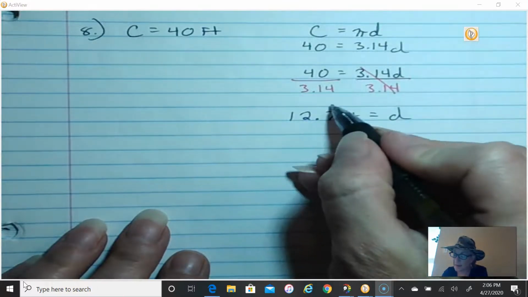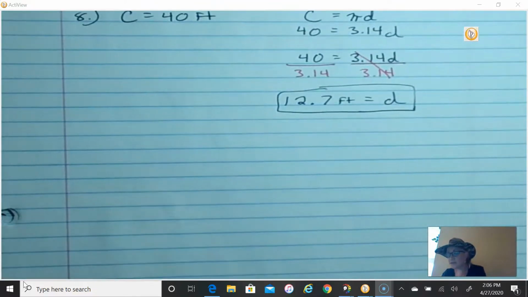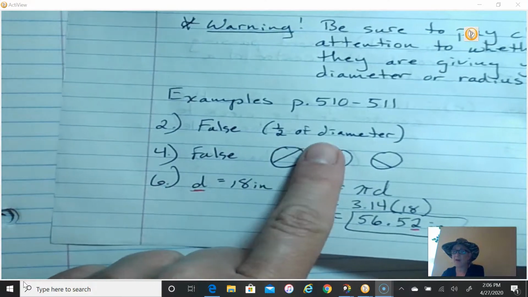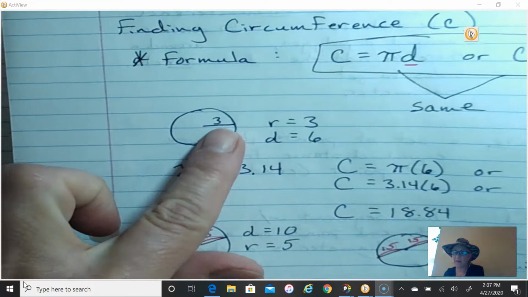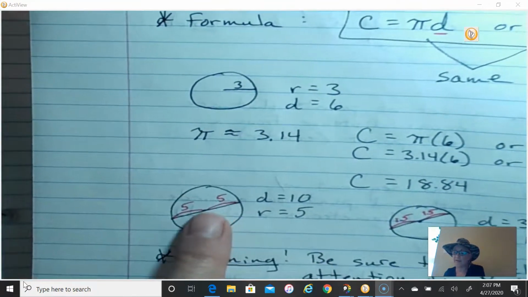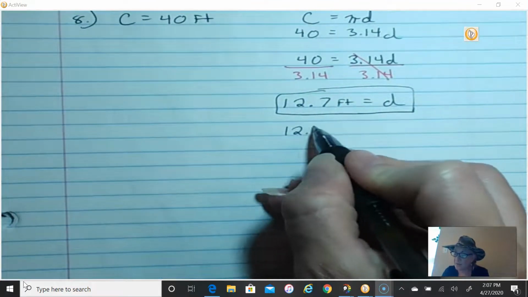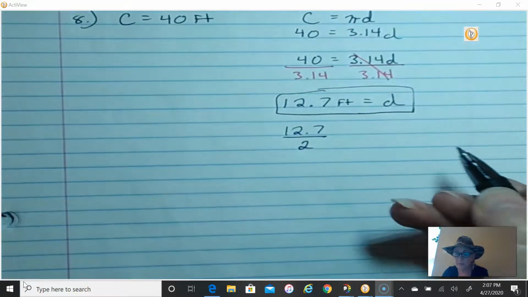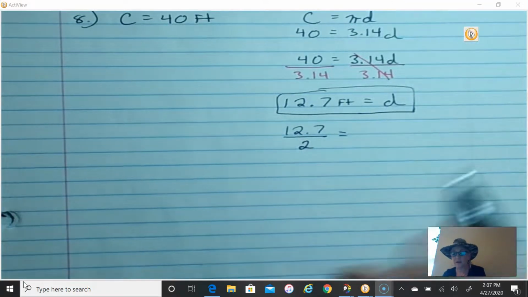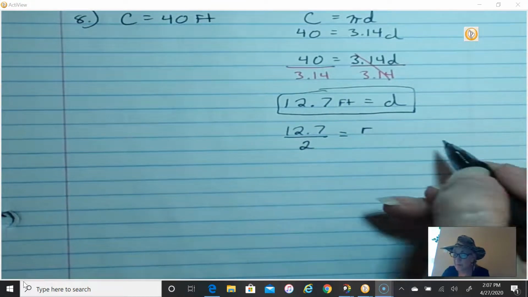So now I have my D, but they did say we had to find radius. So remember that true and false question. Radius, it's half of the diameter. Remember, it's only half. Where the diameter goes all the way across, the radius is only half of the diameter. So we're going to divide 12.7 by 2. And if you use your little calculators, that's going to be the radius, okay?